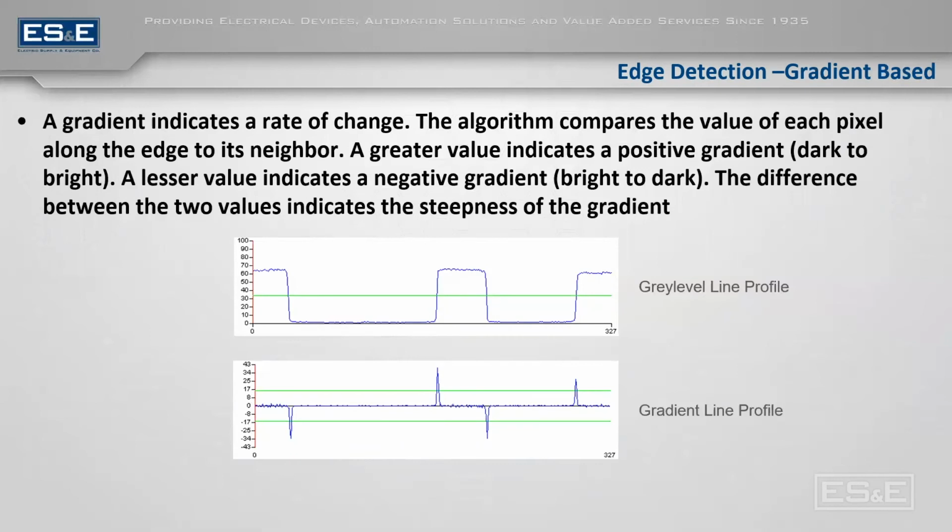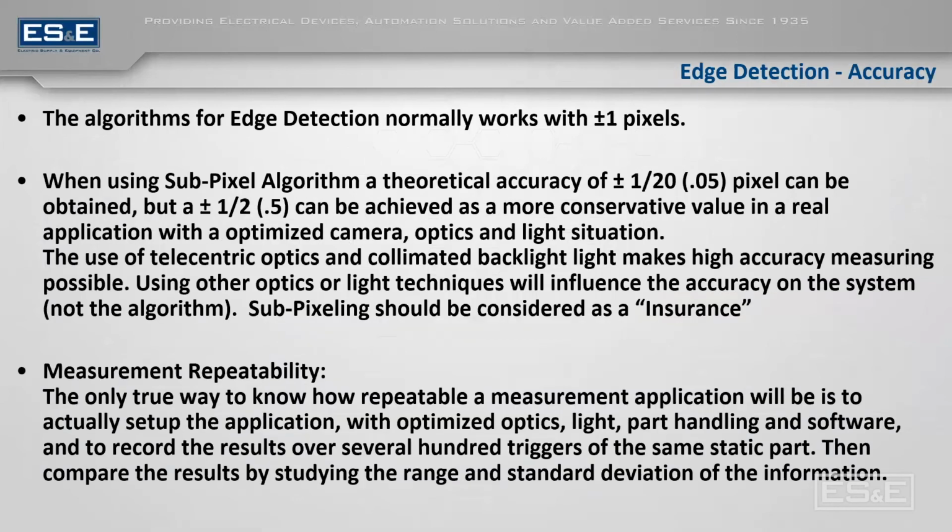So there's an algorithm for edge detection. It usually works with plus or minus 1 pixel. With a sub-pixeling algorithm, accuracies of plus or minus 1/20th, or 0.05 pixel, can be obtained, but plus or minus 0.5 can be achieved as a more conservative value in a real application with the camera, the optics and the light situation. The use of telecentric optics and collimated backlight makes high accuracy measuring possible. Using other optics or lighting techniques will influence the accuracy of the system.